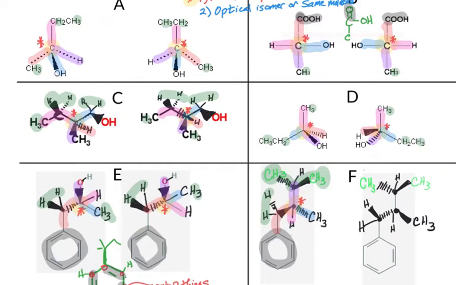And we see the same thing over in the second part of letter F, where we have only 1 asymmetric carbon, and that's the one down below. And that is all of the asymmetric carbons.